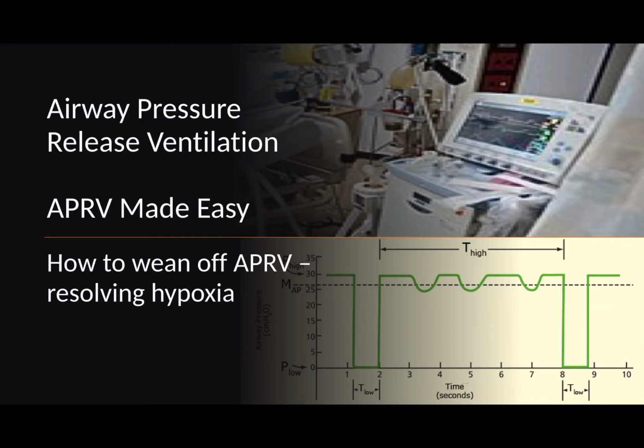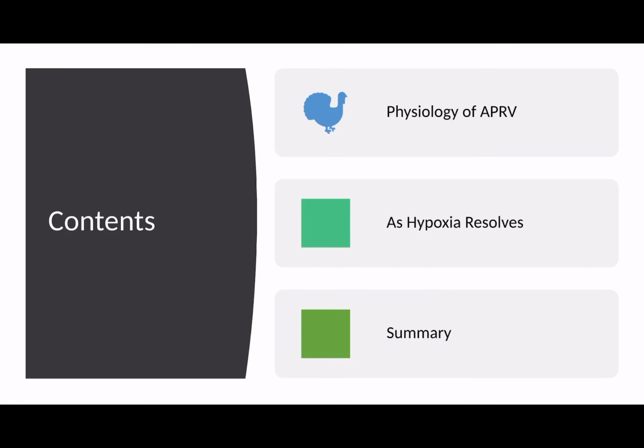And in this video we're going to be talking about how to wean a patient off APRV, specifically thinking about how to manage a patient with resolving hypoxia. We'll talk a little bit about the physiology of APRV and what it is, and then really think about what settings we can change for a patient whose hypoxia is getting better over time.